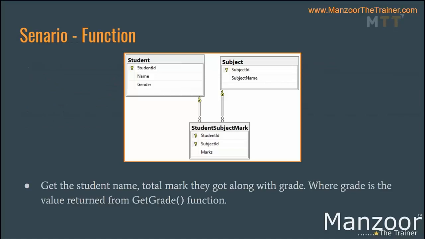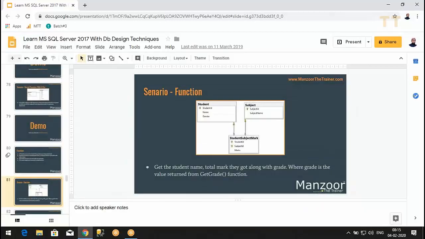Now let us see this scenario. We already have this database design, right? Student, subject, marks. Now get the student name and total marks they got along with grade, where grade is the value returned from a get grade function. So we'll write a query, and we'll see that this query is a little complex, and we'll try to simplify that query by writing a user defined function. Our function will be calculating grade based upon the average marks. So this is our requirement, and we are going to implement this.